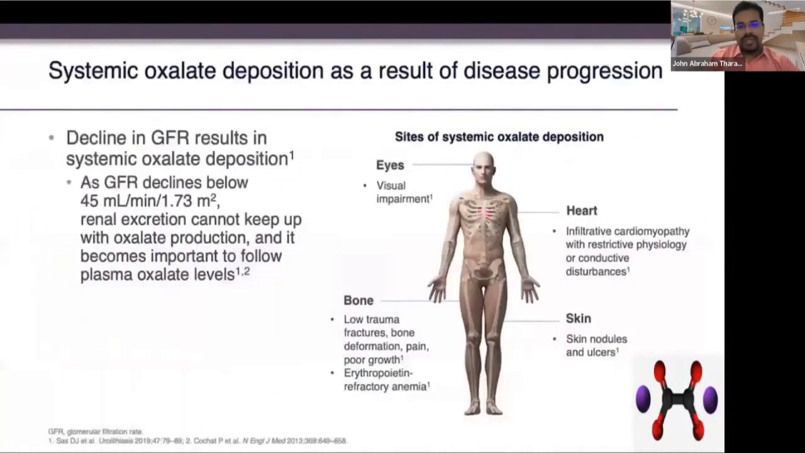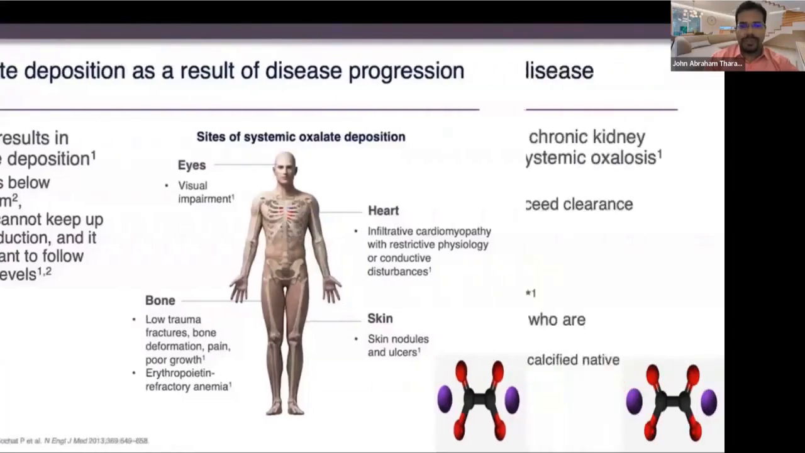Now, when the eGFR drops to less than 40 ml per minute per 1.73 square meters, the kidney cannot cope with the oxalate production and it results in systemic oxalosis. So in the eyes, you have retinal deposits and reduction in visual acuity. You have infiltrative or restrictive cardiomyopathy, skin nodules and ulcers, low trauma bone fractures, bone deformation, and erythropoietin refractory anemia.